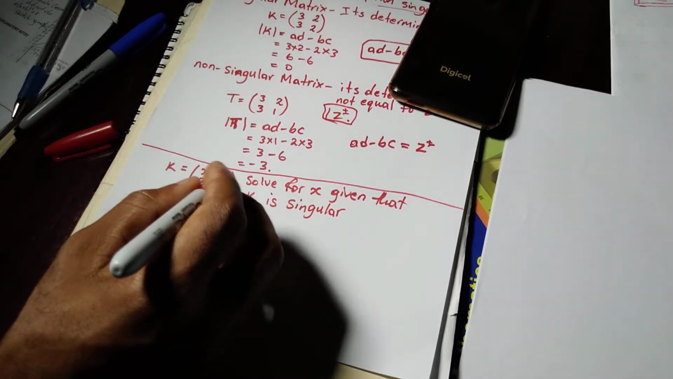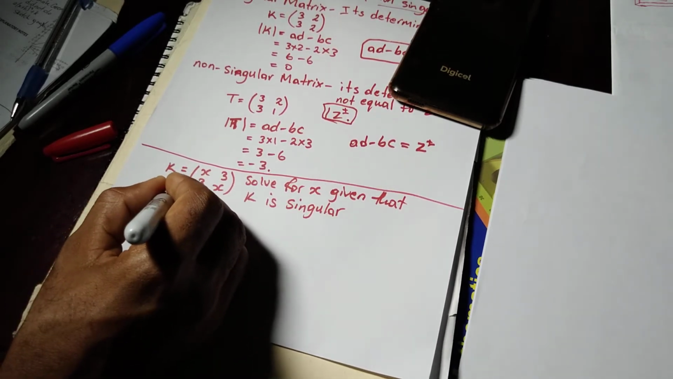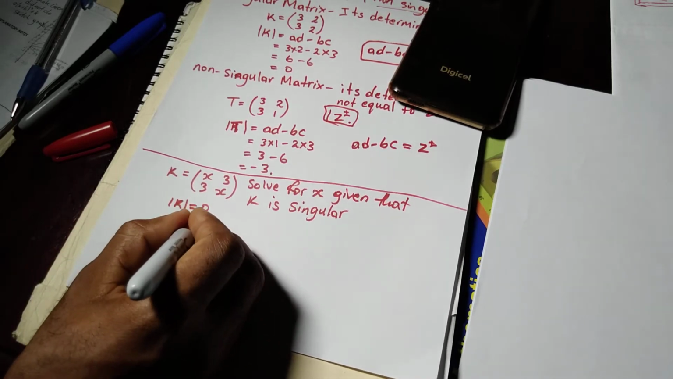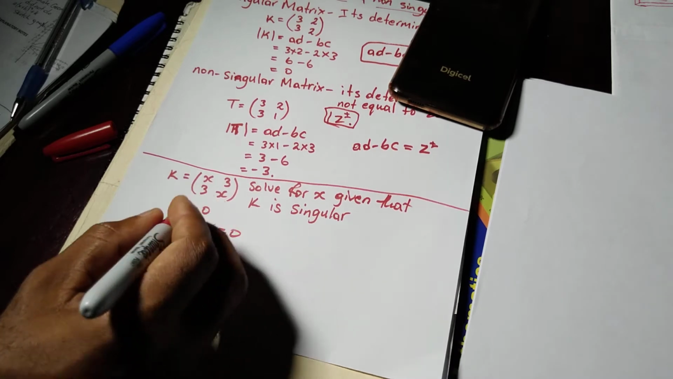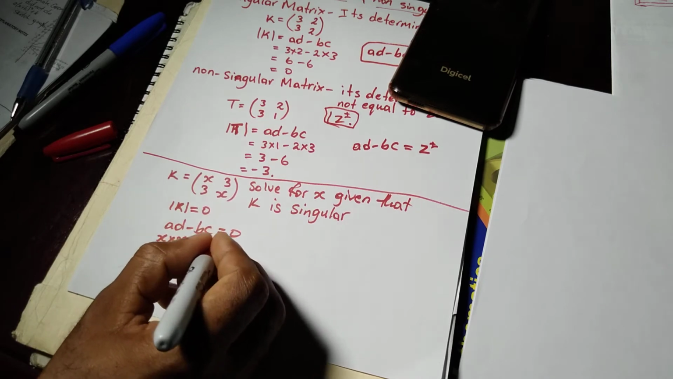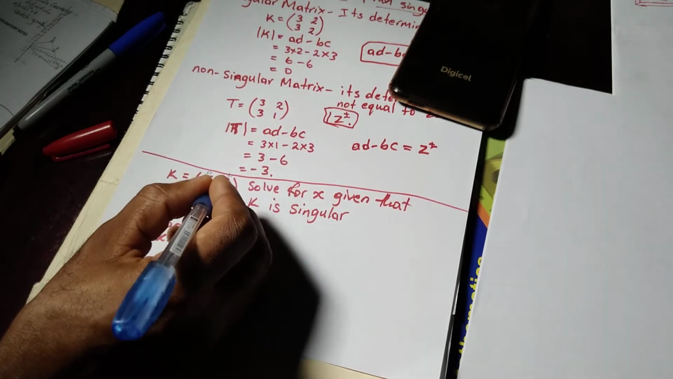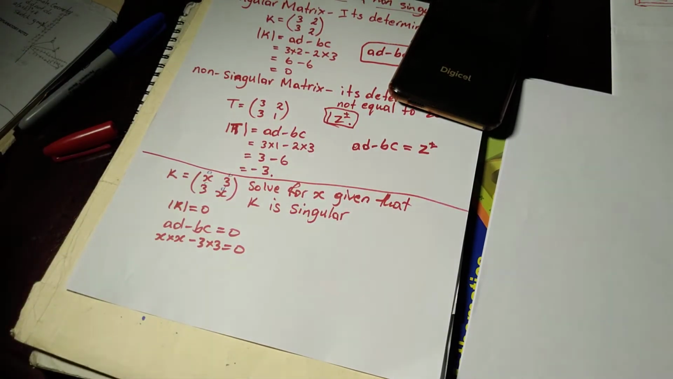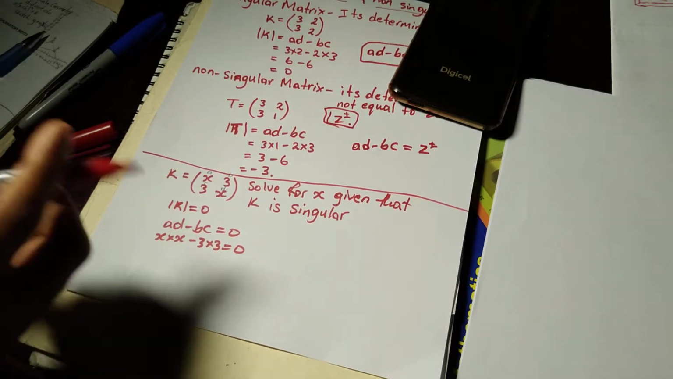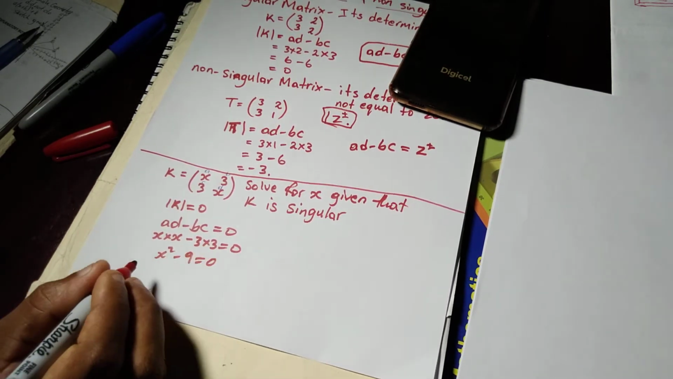Now, given that K is singular, you need to remember that when K is singular, the determinant is 0. So you need to remember that the determinant for K is 0. So we're going to have AD minus BC equals 0. So A is x, D is x, minus 3 times 3 equal to 0. Remember, this is A, this is B, this is C, this is D. So AD minus BC, x times x minus 3 times 3. So we're going to have x squared minus 9 equal to 0. So we're solving for x.